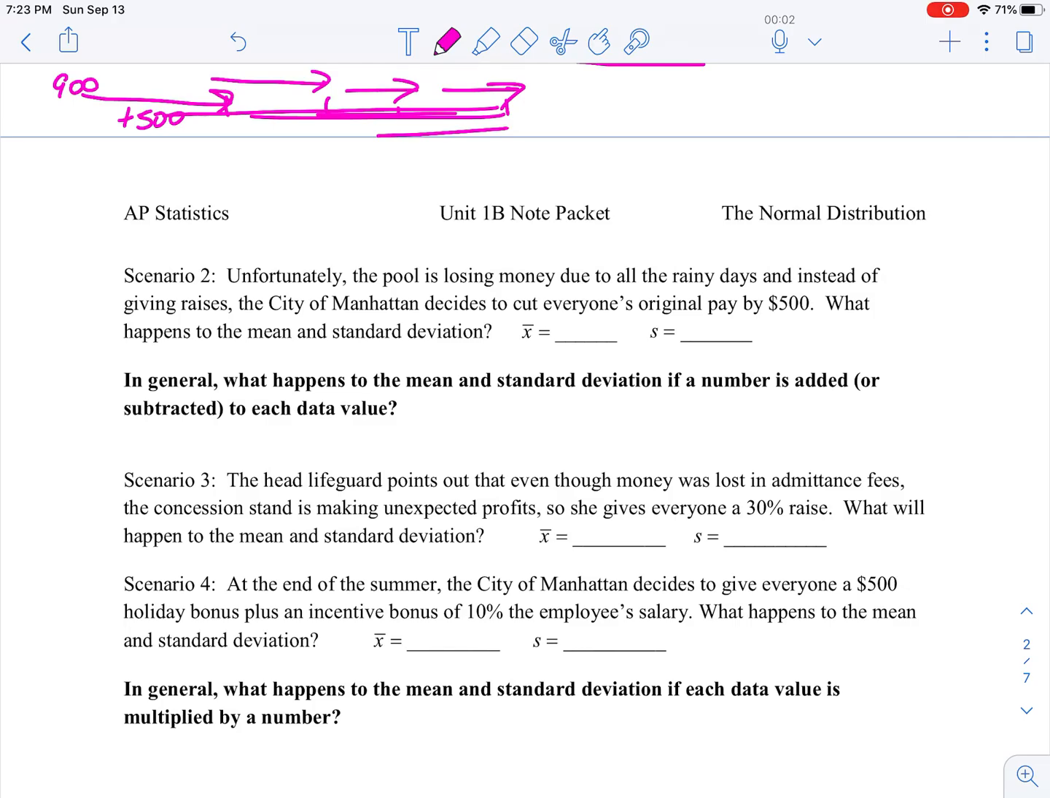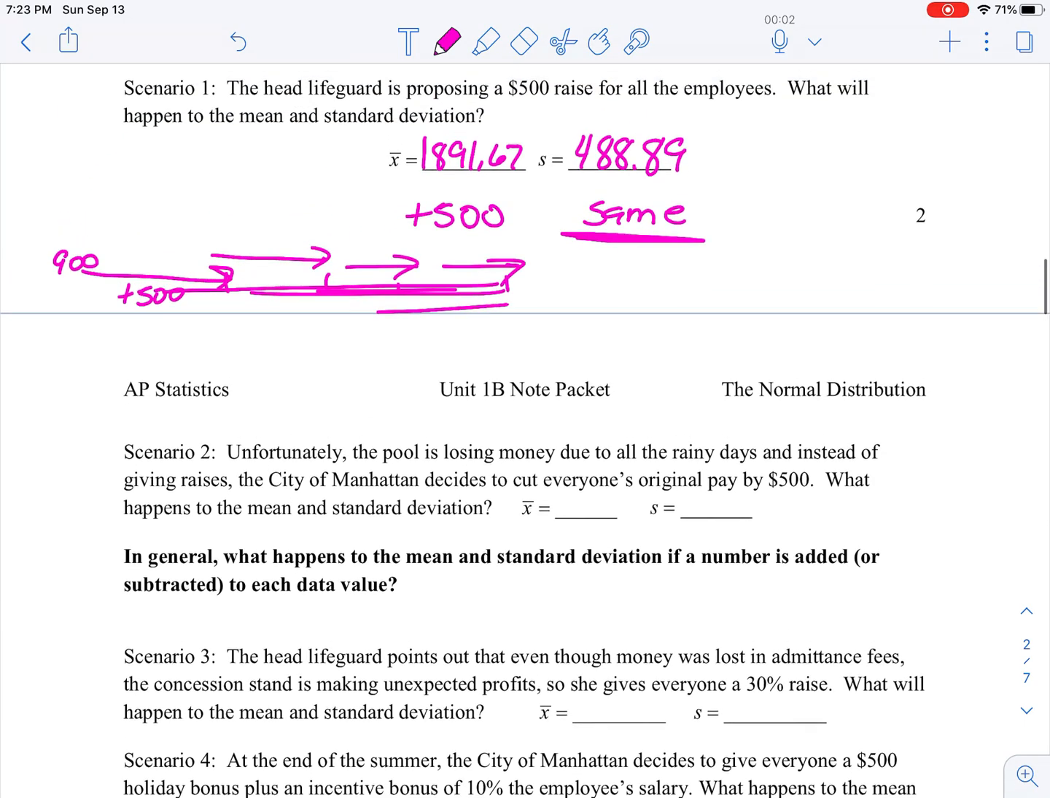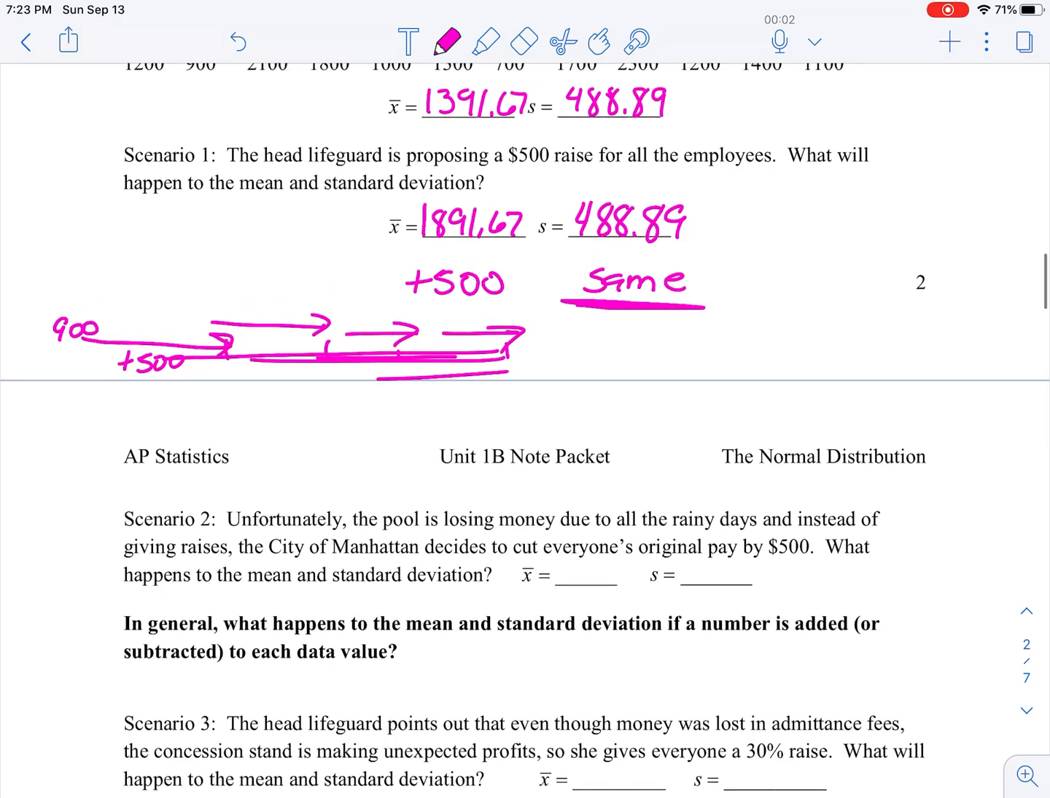Now, I assume this means from where we were beforehand. So again, because now I know what happens, I'm going to go back to 1391, and now everyone loses $500. So now, without actually having to drop that in my calculator, we're going to say the new mean salary is going to be $891.67. And because all I did was move everything up and down, my standard deviation is going to remain the same at 488.89.